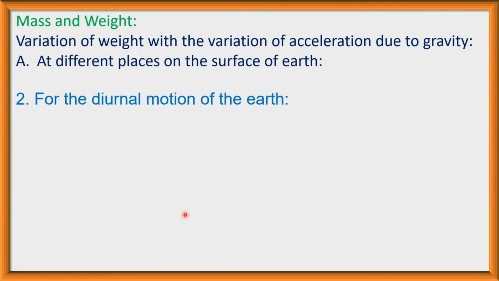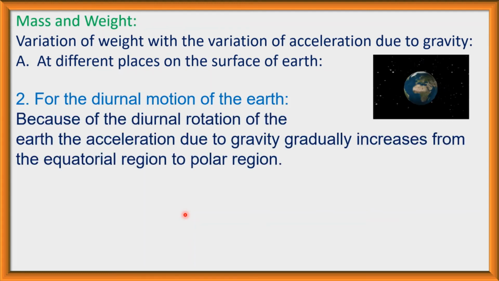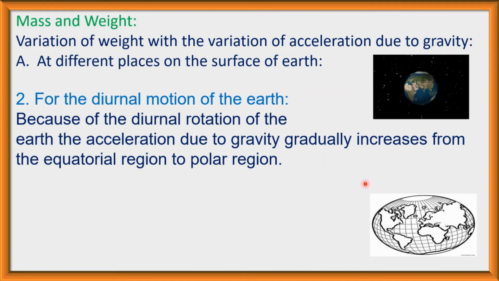Number 2, the diurnal motion of the earth. We know the earth rotates about its own axis and it takes 24 hours for one rotation. This is the diurnal motion of the earth. Due to the effect of this diurnal motion, the acceleration due to gravity gradually increases from the equatorial region to the polar region.